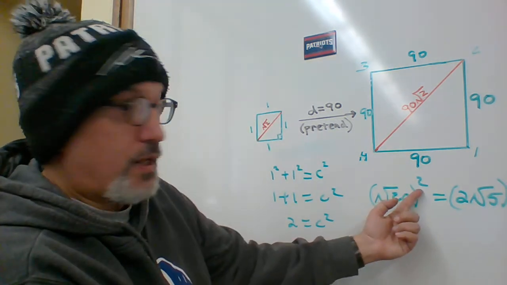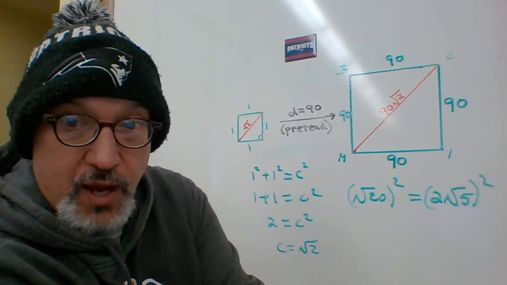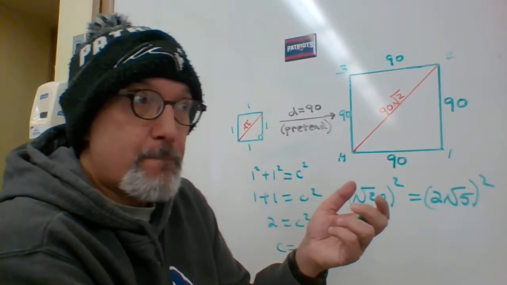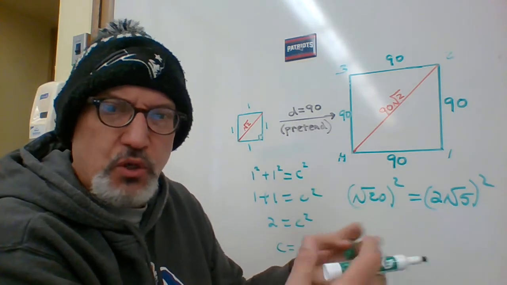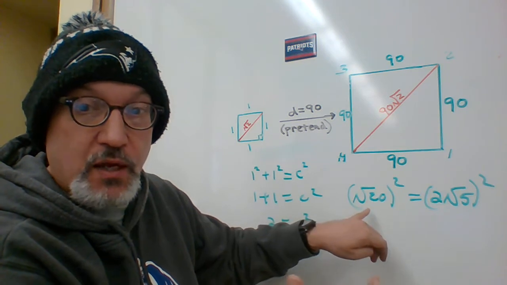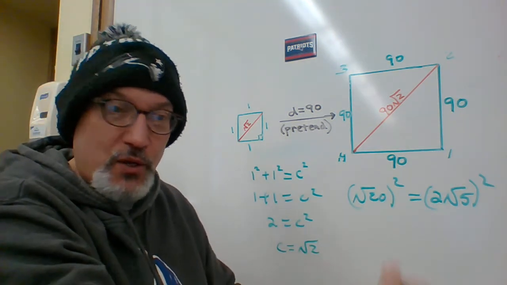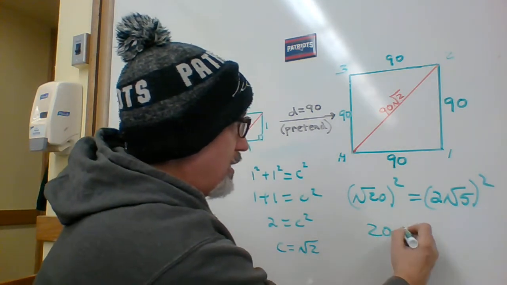Well, the square root of 20 squared, you don't have to worry about the fact that it's irrational. Don't think about doing a decimal multiplication. The square root of 20 squared is by definition 20, because the square root of 20 is the number that when you square it, you get 20. So this is 20 by definition.